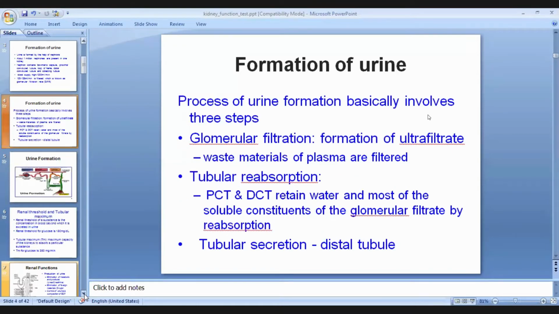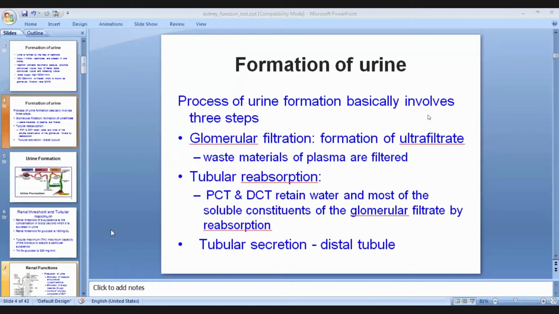About the formation of urine. The process of urine formation basically involves 3 steps: glomerular filtration, tubular reabsorption, and tubular secretion. Glomerular filtration is the process of formation of ultrafiltrate. Right? In the glomerulus, the ultrafiltration process is carried out, and from that the filtrate is formed. The waste materials of plasma are filtered.